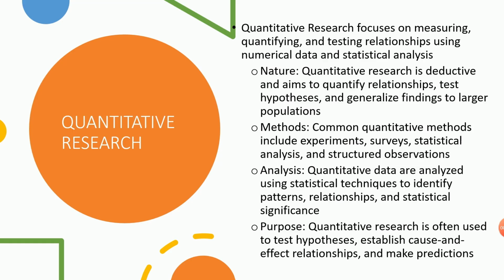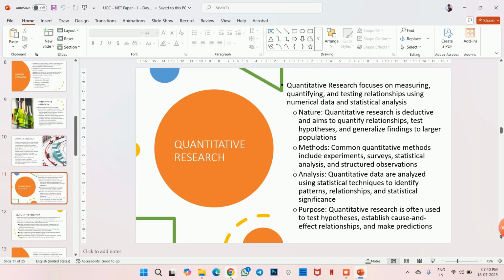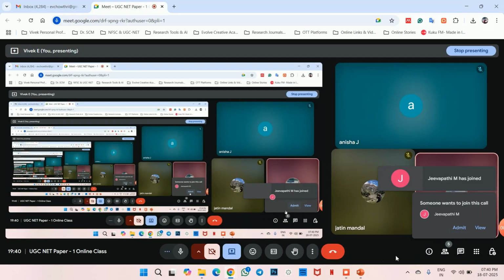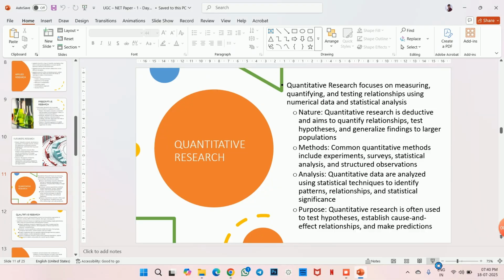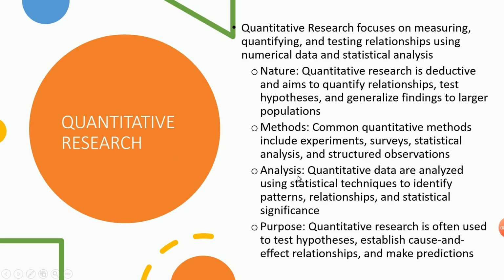And if you are using that particular data to conduct a research, then that is a quantitative research. So quantitative research is deductive and aims to quantify relationships, test hypotheses and generalize findings to larger populations. So how they are obtaining the data: they conduct experiments, surveys and statistics, all those things. So here in analysis, quantitative data are analyzed using statistical techniques to identify patterns, relationships and statistical significance.